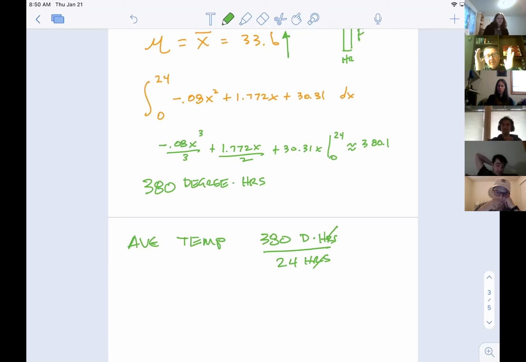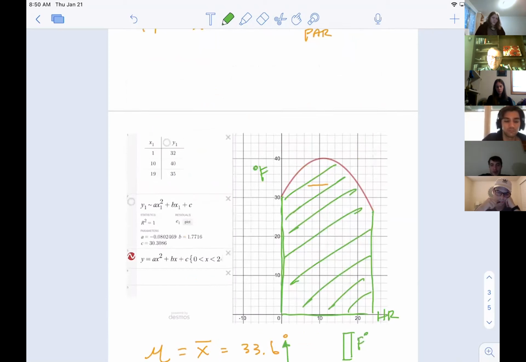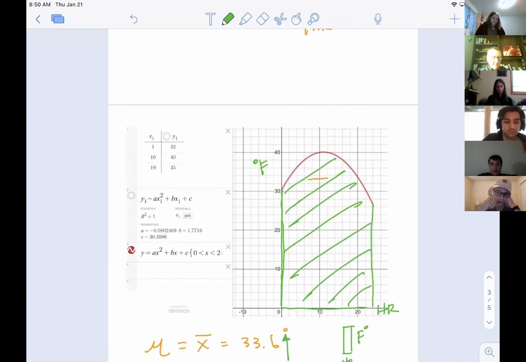But if I divided by the range of hours, since I went from 0 to 24, that's going to give me my average temperature. What is 380? I'm going to stick the 0.1 back in there. 380.1 divided by 24. Uh-oh, I got 15. I did that initially when you asked the question, and I got 15.83, which seemed really low. Mm-hmm.